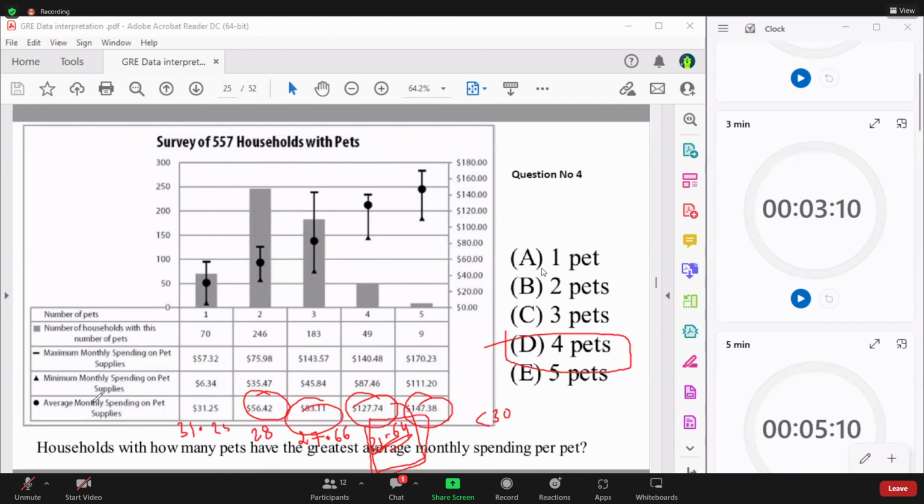Yes. So it says that average monthly spending on pet supplies total is this. So per pet supply, what you will do is divide by the number of pets. So you will get per pet. So it is going to be D.